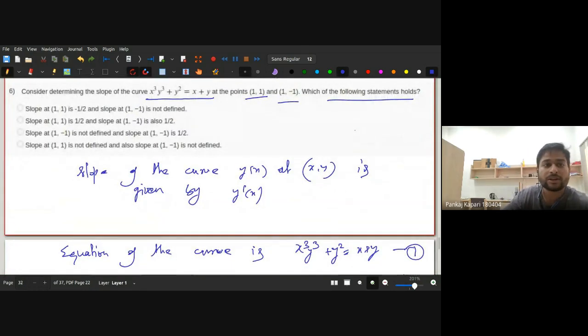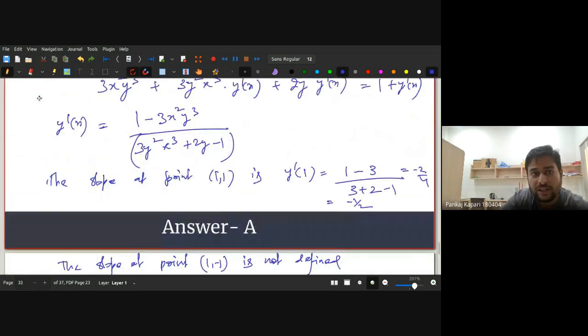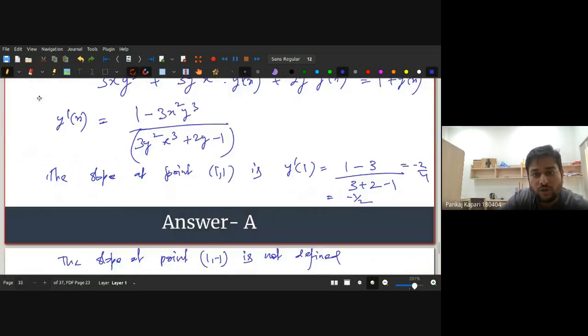So at 1 comma 1, the slope is minus half. That's the first option, correct, right? At 1 comma 1, the slope is minus half, and at the other point 1 comma minus 1, the slope is not defined.